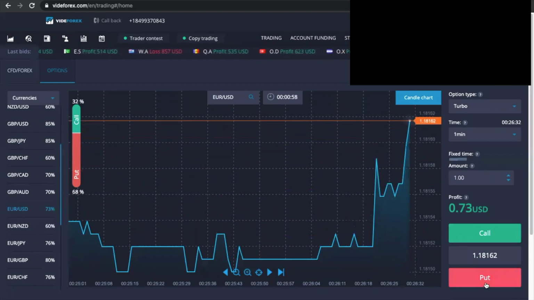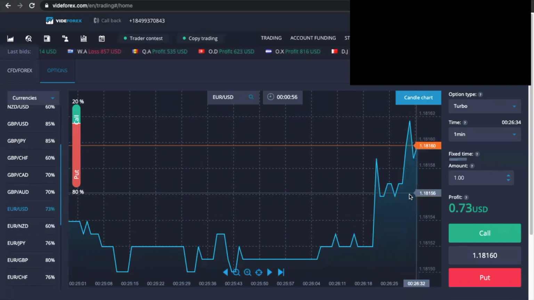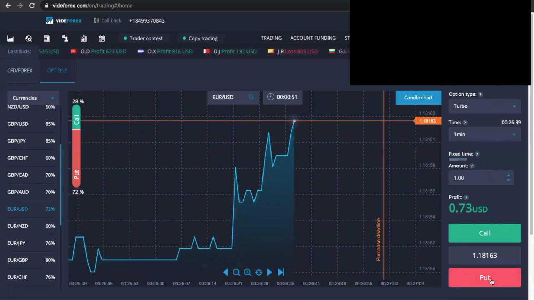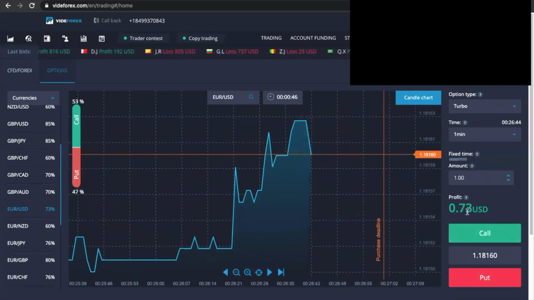You've got your call button and your put button. Call means that I'm forecasting that the market is going to close above the green line. Put means I'm forecasting the market is going to close below the red line. So that's that side of the screen.